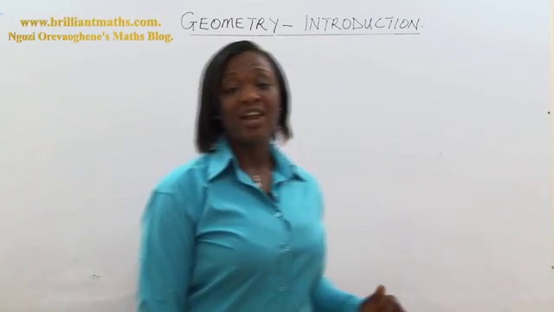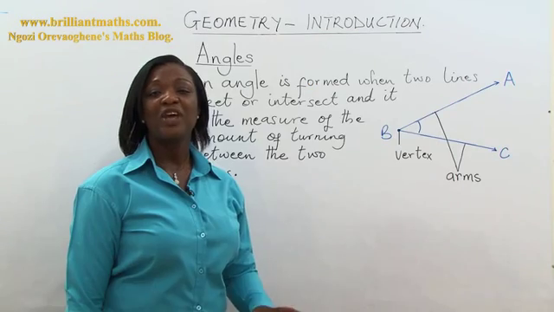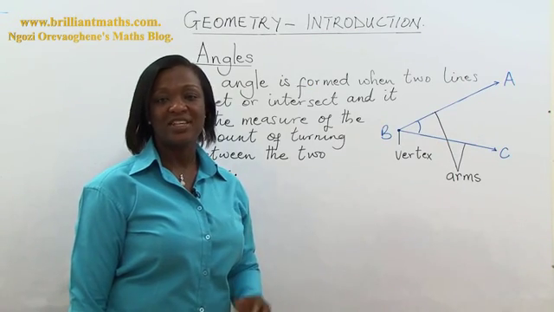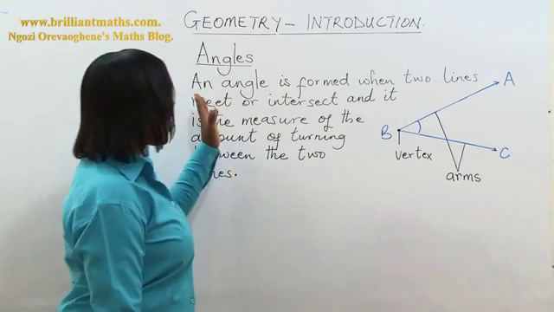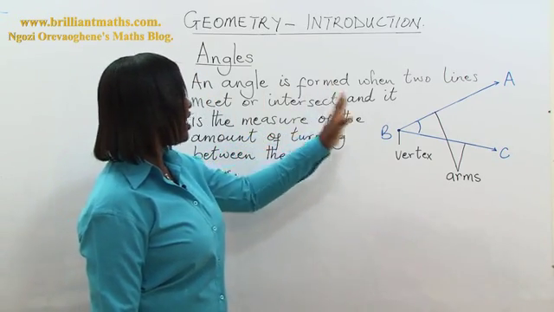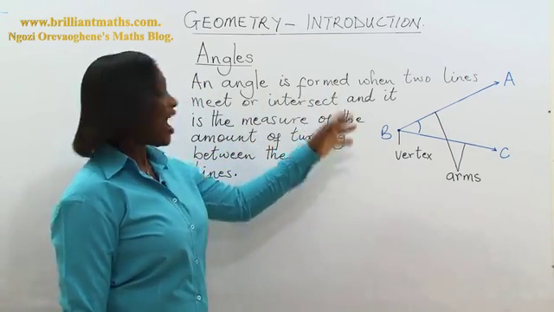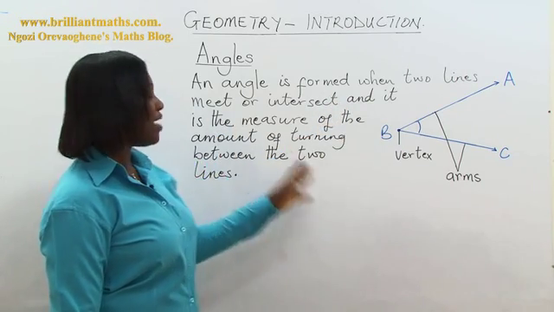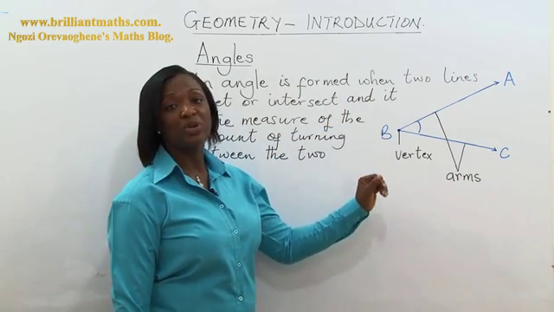Today we are continuing our lessons on Introduction to Geometry. Today we'll be looking at angles. What is an angle? An angle is formed when two lines meet or intersect, and it is the measure of the amount of turning between the two lines.